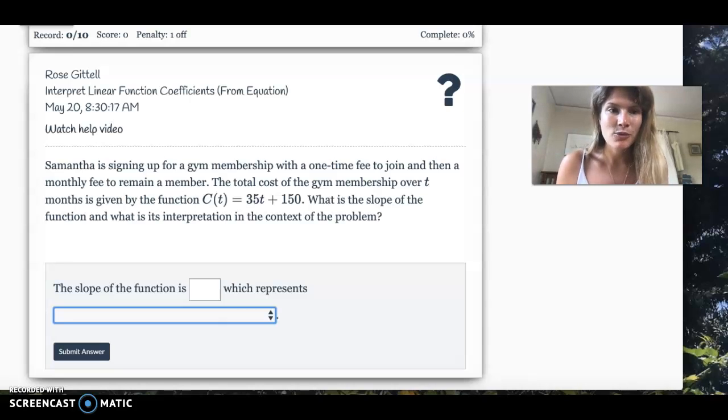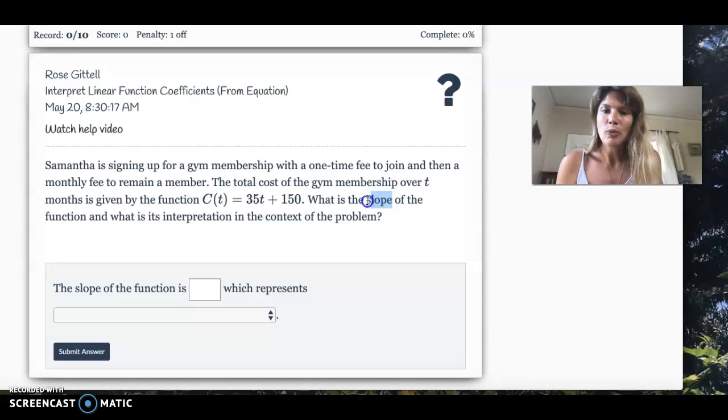Okay, so let's read through one Delta Math example together. Samantha is signing up for a gym membership with a one-time fee to join and then a monthly fee to remain a member. The total cost of the gym membership over t months is given by the function c of t equals 35t plus 150. What is the slope of the function, and what is its interpretation in the context of the problem?